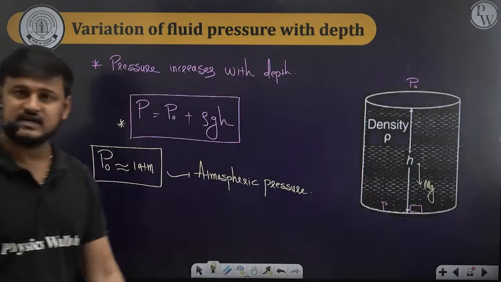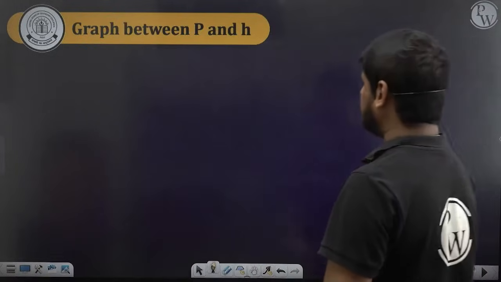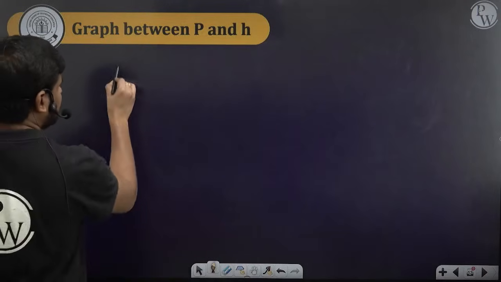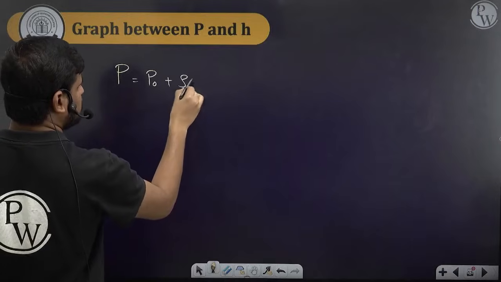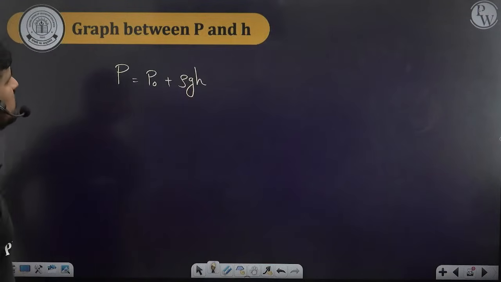Right? Done? Chal. So next. Now let's draw the graph between P and H. What's the formula for the pressure? P is equal to P naught plus rho gh, in terms of the depth h. Right?